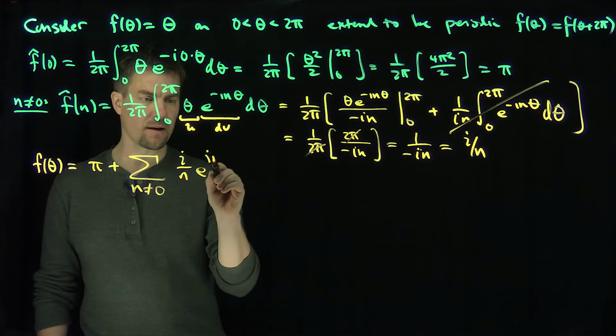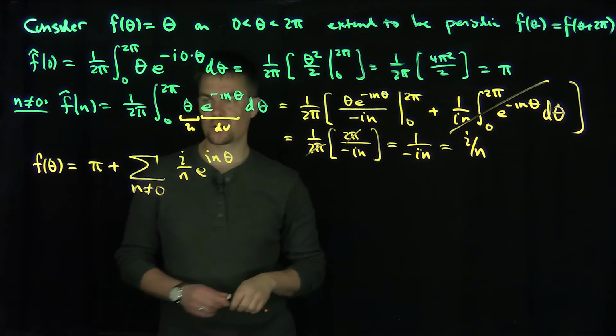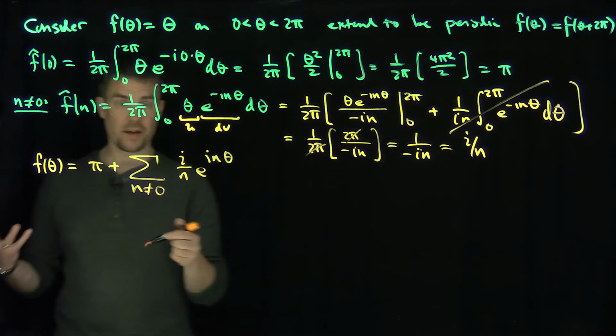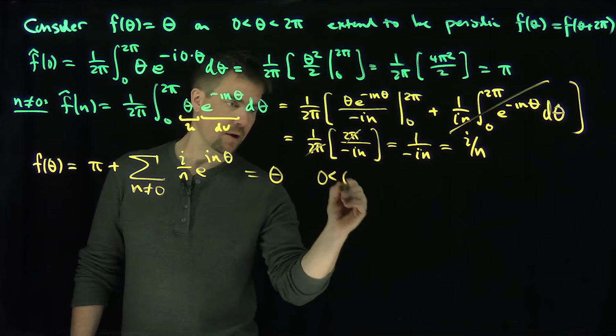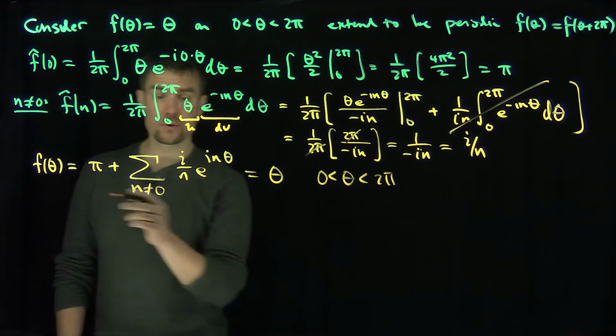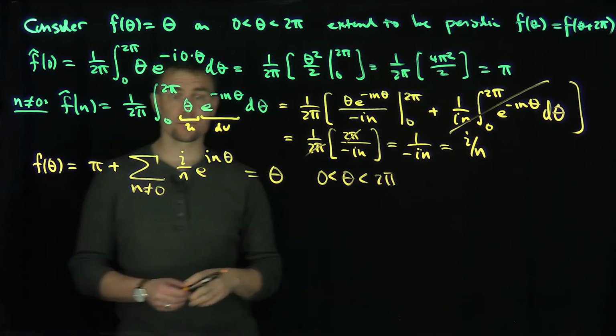e^(inθ). e^(inθ). So this is our representation for f of θ, right? So this is what θ is equal to. So this is a formula for θ. So this is equal to θ for θ between 0 and 2π. Beautiful. So we get this entire collection of infinite series from this result over here.